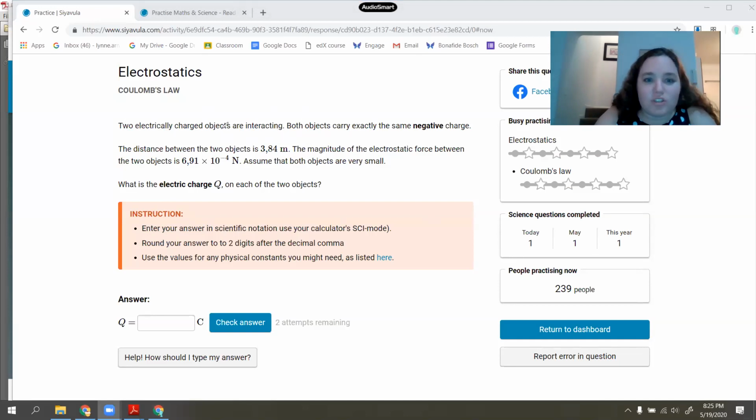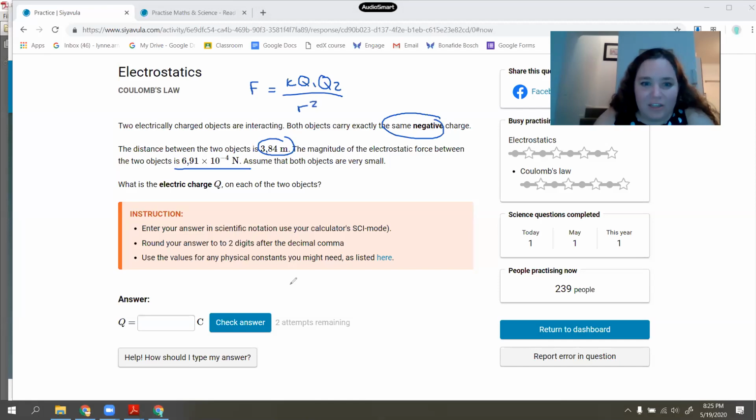So we've got two charged objects. They carry the same negative charge. The distance between them is that much and the force is that much. So if we're going here, we'd say F is equal to k Q1 Q2 over r squared.